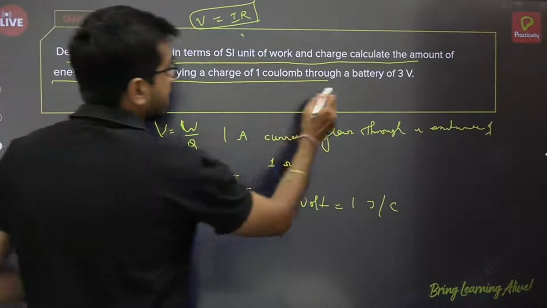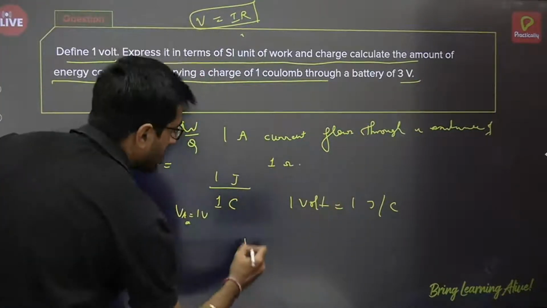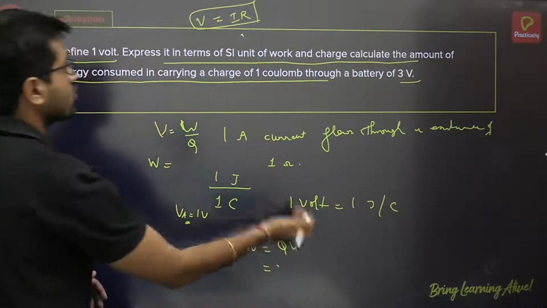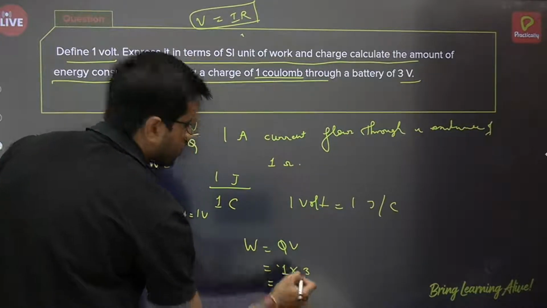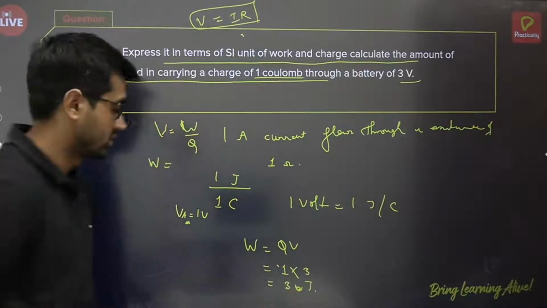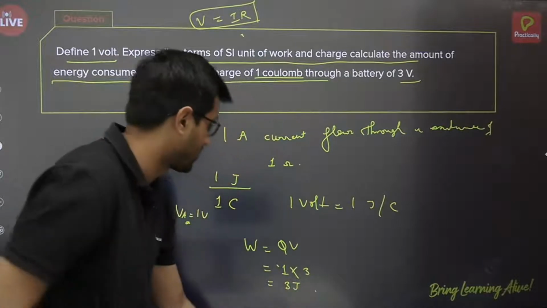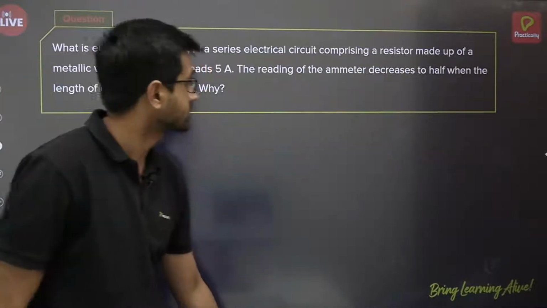And you have to find the energy, which is nothing but you have to find the W. So 3 volts. So W is nothing but QV. So Q is what? You are getting 1 coulomb charge. So 1 coulomb multiplied by a battery of 3 volt. So total energy is nothing but 3 joule. Okay. Fine, we got it. Okay, let's move to the next one.